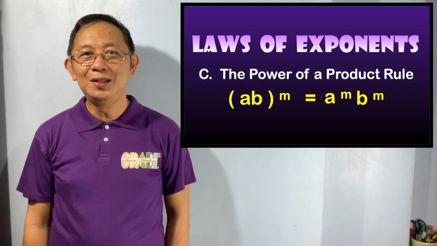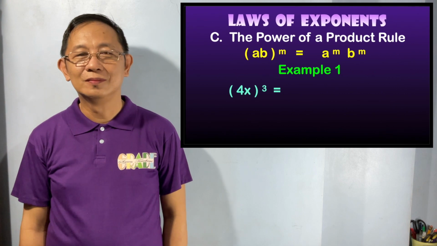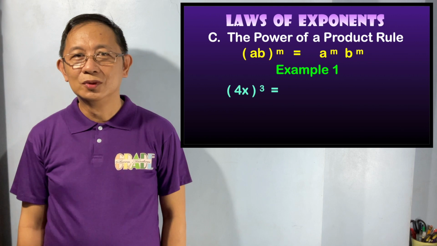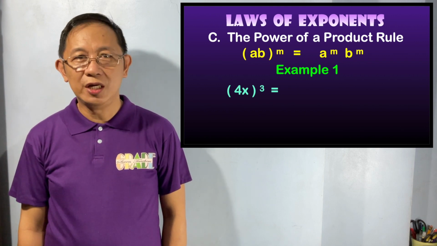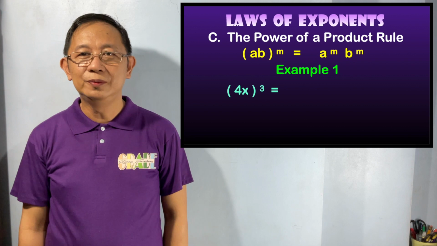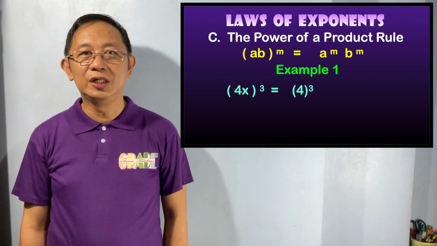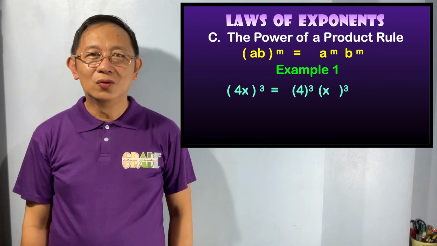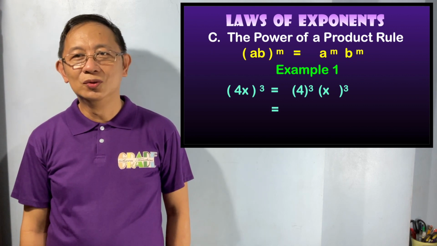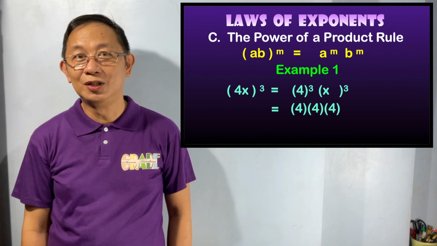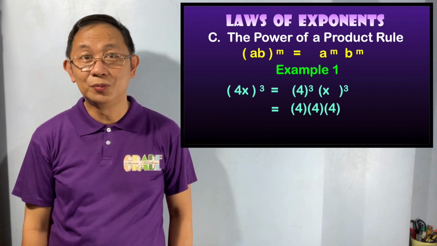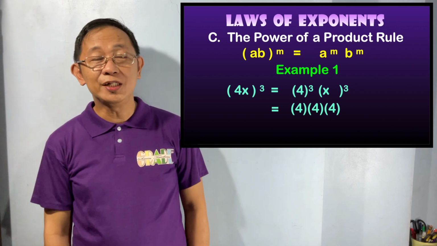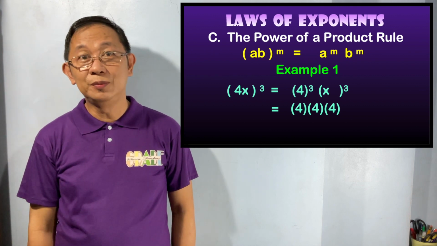Example number 1. Quantity 4x cubed. So all we have to do is share 3 to 4 and share 3 to x. This is equal to quantity 4 cubed, which is 4 times 4 times 4. Sana malinaw sa inyo yan na hindi yan 4 times 3. Yan ay 4 times 4 times 4. Then yung x cubed, pwede natin gawing x times x times x.